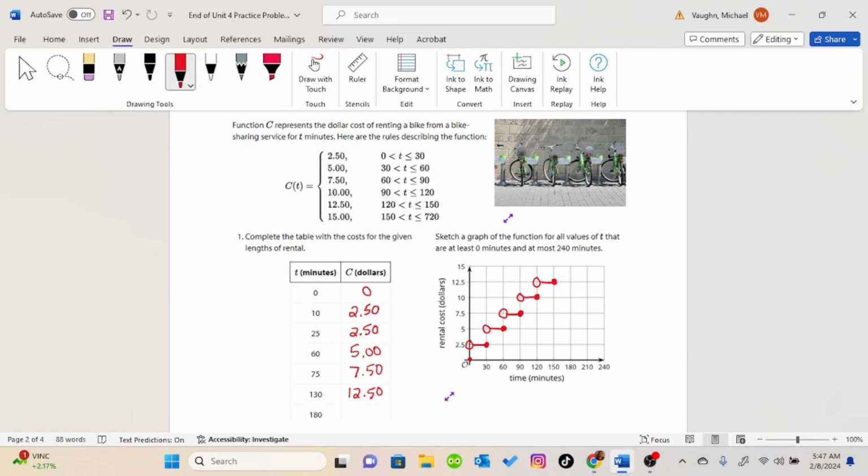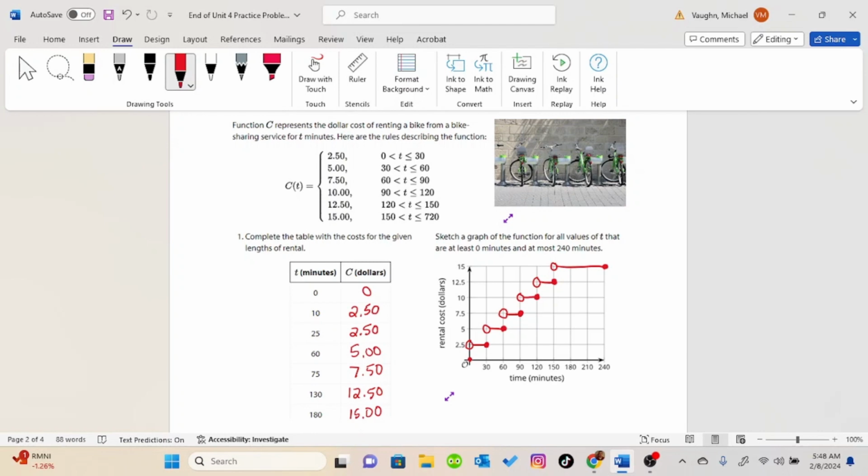Our final time is 180 minutes. That is between 150 and 720, so the cost would be $15. When we draw that step, we see that 150 is only less than t, so it is not included. We draw an empty point all the way up to t being less than or equal to 720. So on this one, we're stopping at 240, so we'll put a solid point because it is included, and then we will draw the line connecting them.